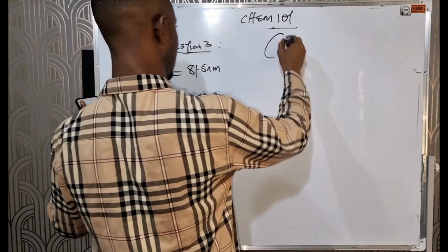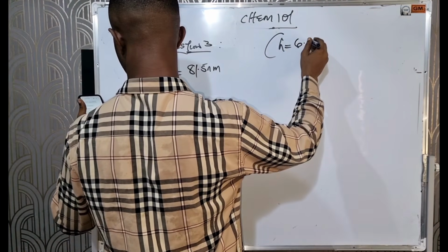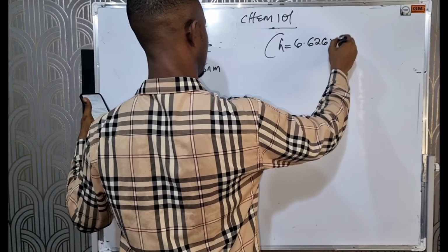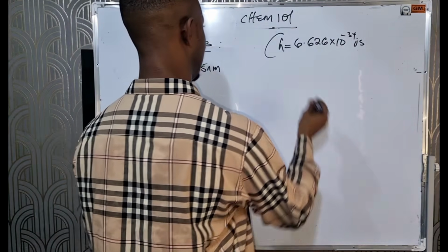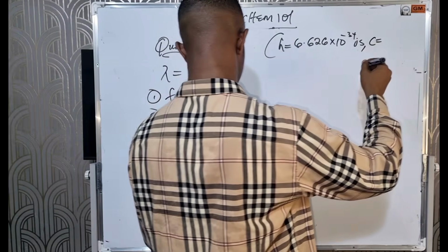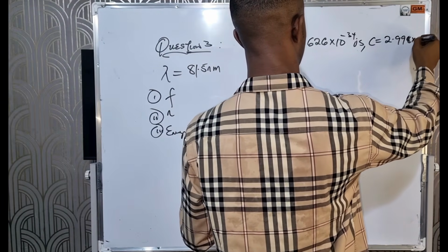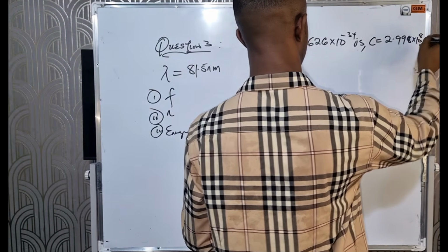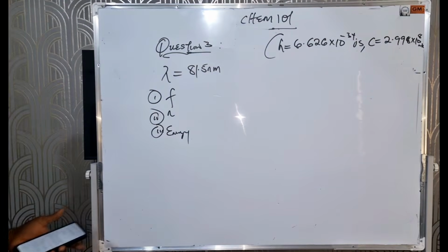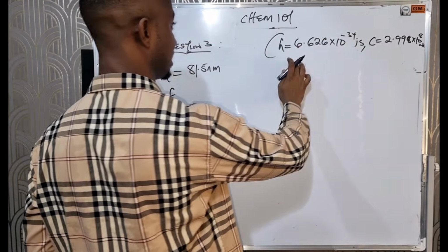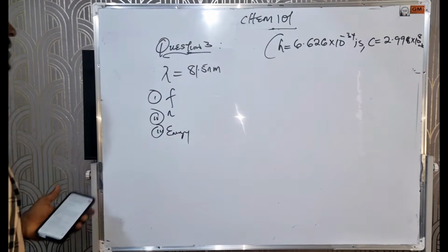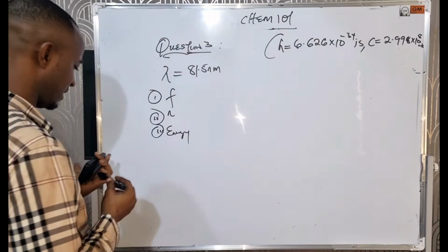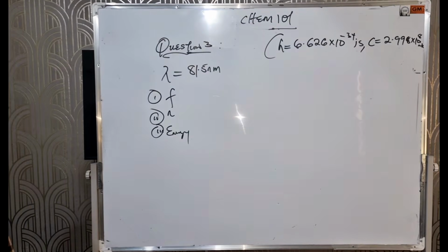We are given that our Planck's constant is 6.626 times 10 to the power of minus 34 joule second, and that the speed of light is 2.998 times 10 to the power of 8 meter per second. These two constants were given to us, and we have to find these. Now the first thing is to convert the wavelength from nanometer to meter. That's the first thing we need to do.